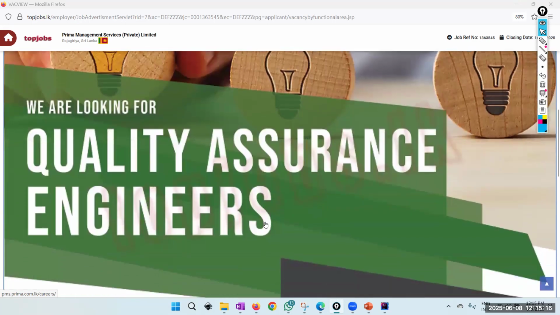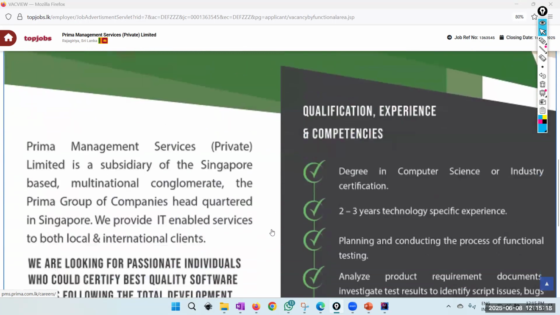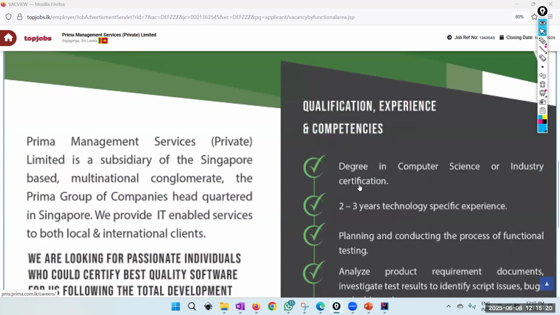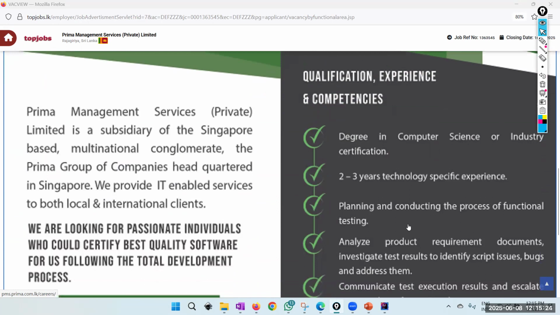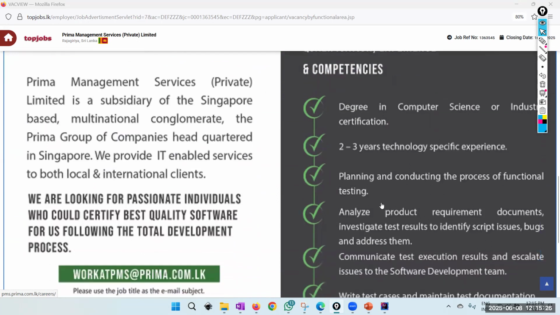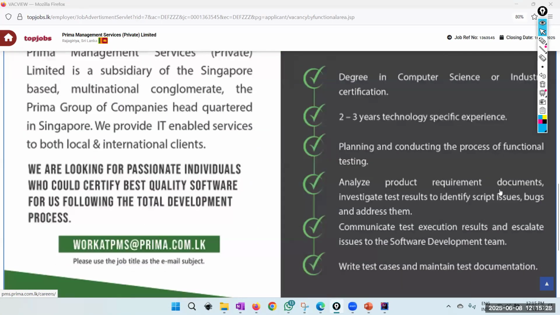Quality assurance engineers. Okay. Degree in computer science or information industry certification, 2 to 3 years of technology specific experience, planning, conducting the process of functional testing, analyze product requirements, document, investigate, and so on, communicate test execution results, like the test execution results communicate. Escalate issues to the software development team, write test cases and maintain documentation.